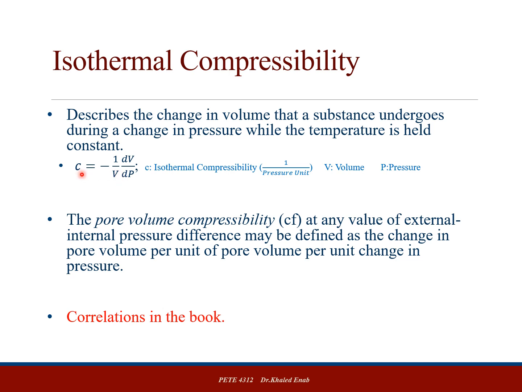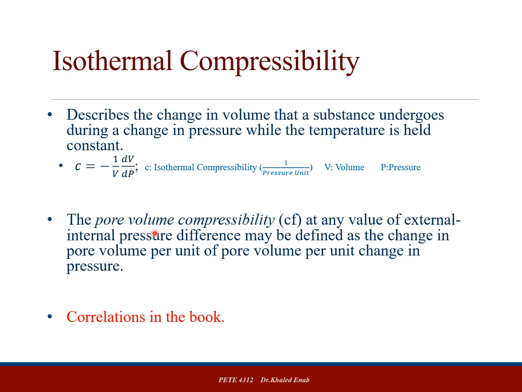So C, which is isothermal compressibility, equals -1 over V times the change in volume over the change in pressure. And the units of it will be 1 over the pressure unit, the reciprocal of the pressure. V is the volume, P is the pressure. So we have isothermal compressibility for the fluids, which we'll talk about later for gas and oil. And there is a pore volume compressibility as well, which is C sub F.